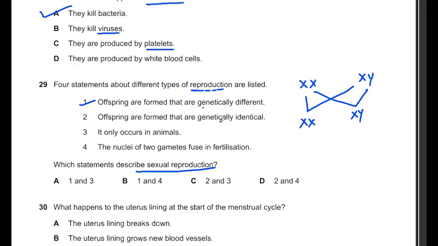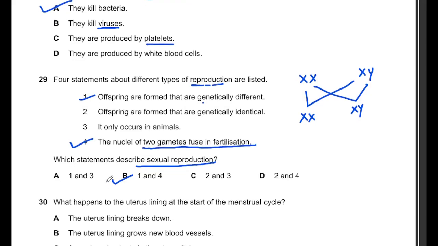So the second one is, are genetically identical? Are we genetically identical in this condition? No, right? Okay. It only occurs in animals. No, it also occurs in plants. The nuclei of two gametes fuse in fertilization. That is sexual reproduction itself, where two nuclei fuse together to form a zygote, and the process is called fertilization. So yes, two gametes fuse in fertilization, and formation of zygote takes place. That means 1 and 4 is correct. That represents B1. I hope you got your answer here.